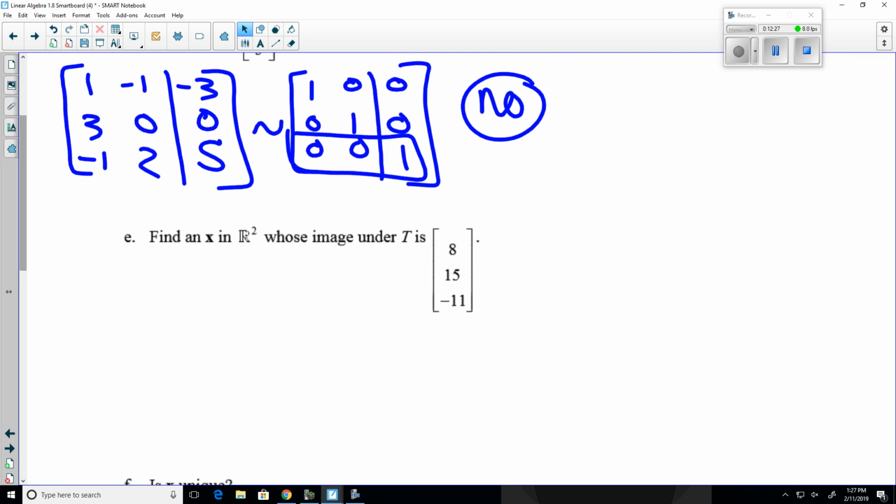So the next question says, find an x in R2 whose image under T is this vector. So it's almost asking the same question, right? So if we call this v, it says find an x in R2 whose image under T is this. So looking for the x in R2 such that A times x equals v. So it's not just, is it in the range? We're wanting to know exactly which x in the domain will map to this vector, right?